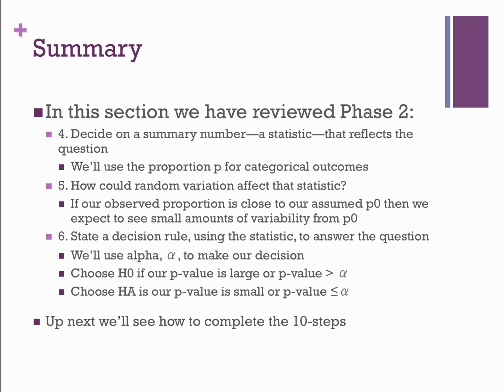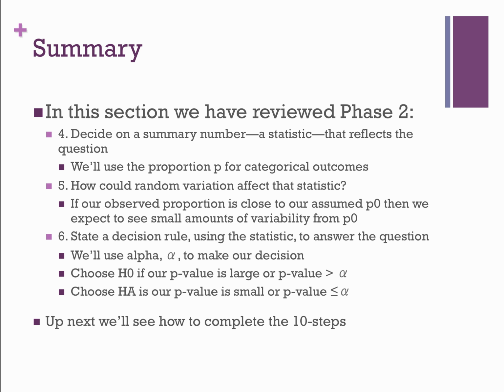Are we going to make our decision? Not quite yet. In this section, we've reviewed phase 2, which is deciding on a summary statistic. So we're using proportion p-hat for categorical outcomes. Remember, it's important to distinguish between the proportion and our p-value. So our p-value will be compared to alpha. Our proportion is what we're testing.